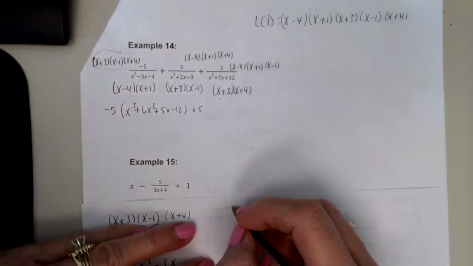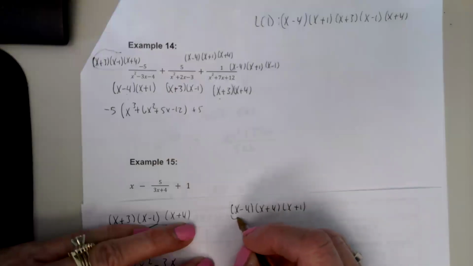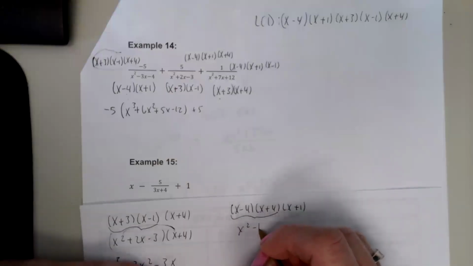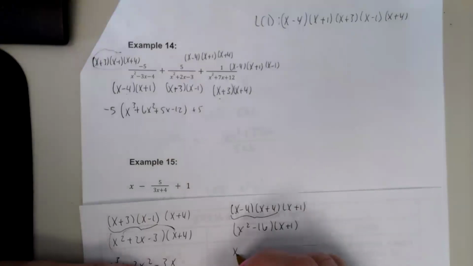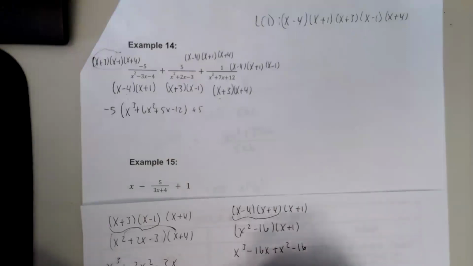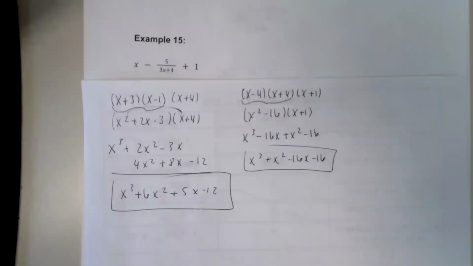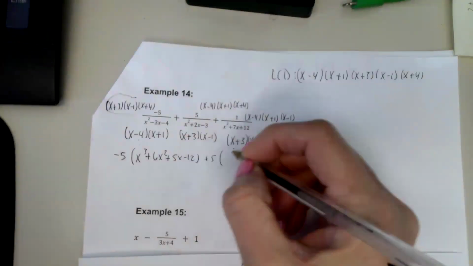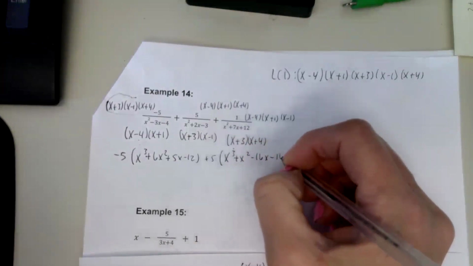And so we've got x minus 4 times x plus 4 times an x plus 1. And that right there creates a difference of squares. So x squared minus 16 times x plus 1. So distributing that through, we've got x cubed minus 16x plus x squared minus 16. So that's x cubed plus x squared minus 16x minus 16. For the second one, so that goes here. So this is x cubed plus x squared minus 16x minus 16.